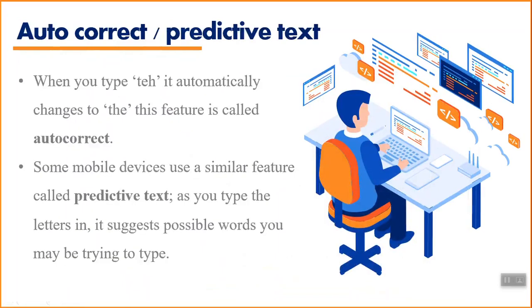The next thing is the autocorrect option, or in our phones it is predictive text. The next one is autocorrect. It is clear from its name. It is auto-correctness. When you type something mistaken or incorrect, autocorrect automatically changes the text to the correct form. Or when you type TEH, it automatically changes to THE. This feature is called autocorrect.